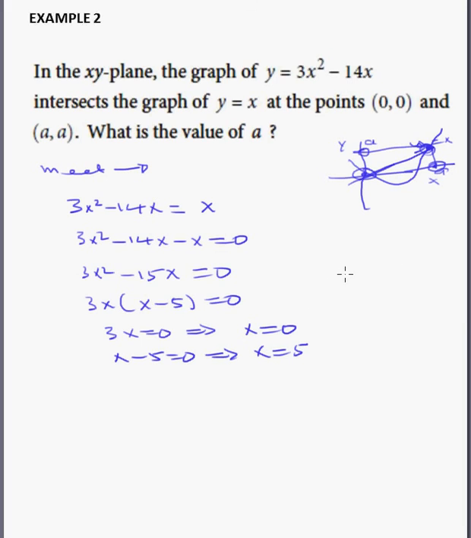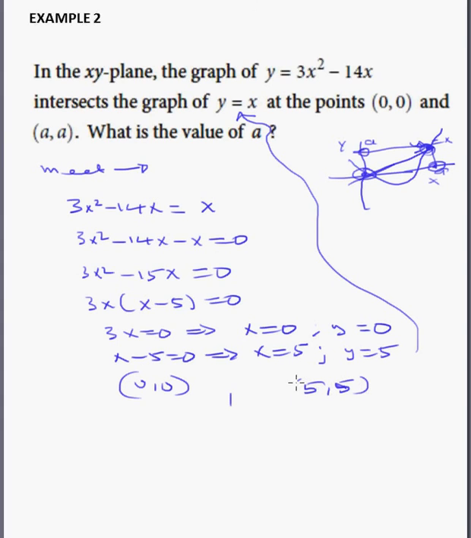Now, when x is equal to 0, what is y? We can plug in, of course, we have y is equal to x, and so that satisfies. That means y is also equal to 0. And here, x is equal to 5 means y is equal to 5. We are plugging this into this little equation right here. So I have 2 points: (0, 0) and (5, 5). Those are the 2 points where they meet. As you can tell, A is equal to 5.